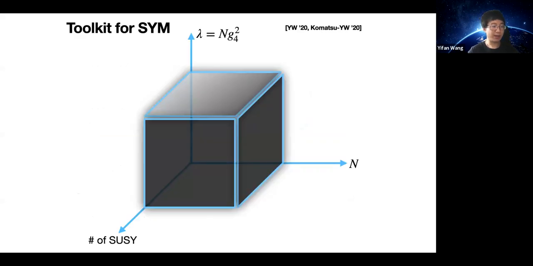So let me be more concrete. Let's focus on defect observables in N=4 super Yang-Mills with U(N) or SU(N) gauge group. The general observables can be parameterized by this parameter space. This axis labels the rank of the gauge group. Here g² is the gauge coupling, usually the Yang-Mills coupling, and I have grouped it with N into the 't Hooft coupling just for convenience. And this axis labels the number of supersymmetries preserved by the observable of interest. Depending on where the observable is in this parameter space, there are different efficient methods that I will present to extract their physics.